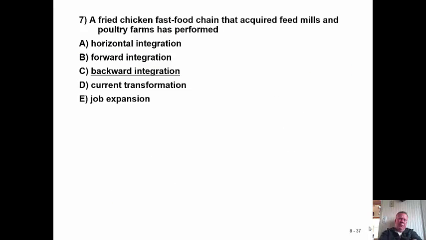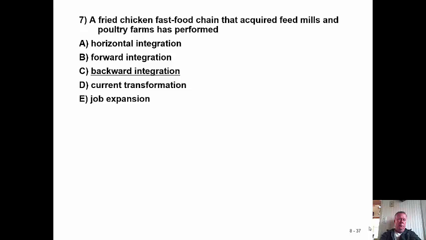Integration. For some reason, people get this concept confused, but it's not that difficult. Just think about where you're at and what the next step is. In this case, it's a fried chicken chain that wants to acquire mills and poultry farms. Well, where are they at? They're down at the retail level, and they're going backward up in the supply chain, so backward integration. If it was the farm trying to sell stuff to retail, then that'd be forward integration.